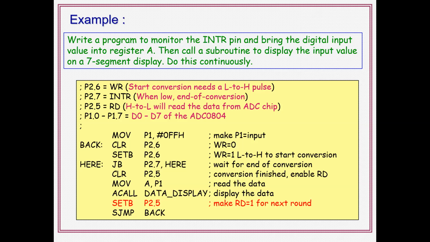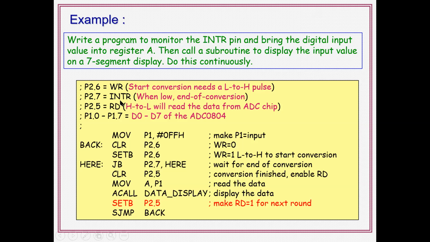So for our convenience, first we make assumptions. Port 2.6 is connected to the write bar signal. We know that the write bar signal is start of conversion, and it needs a low to high pulse. Before writing the program we need some assumptions. The first assumption is 2.6 is connected to write bar signal, and start of conversion can be achieved with the help of a low to high pulse on that particular signal.